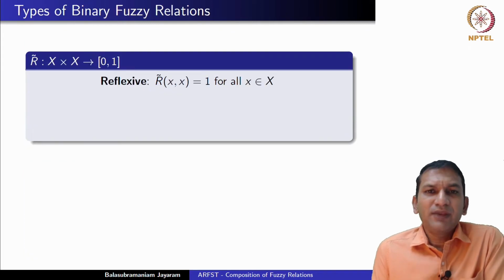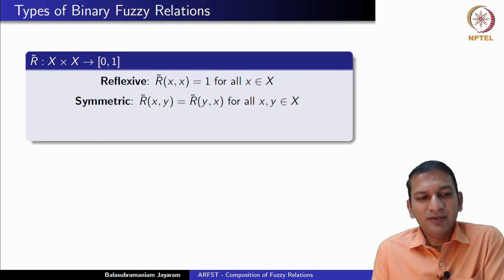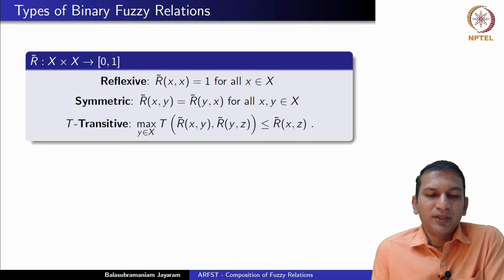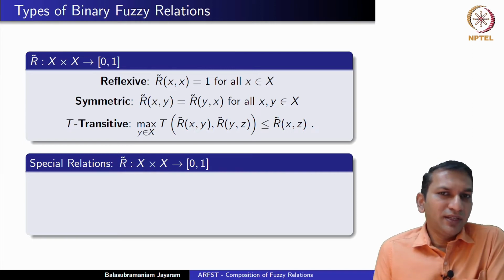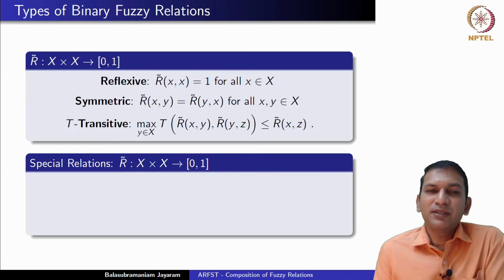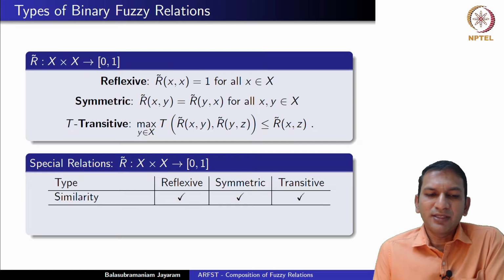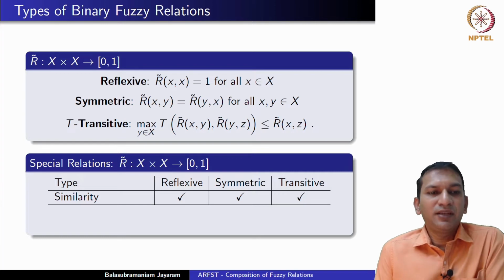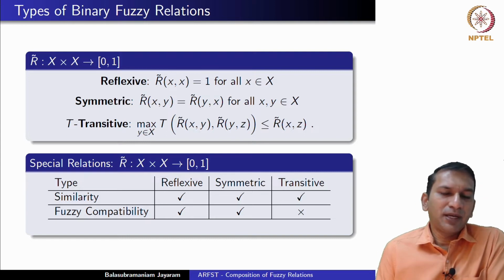What is interesting is the way we have defined reflexivity and transitivity. Reflexivity is defined as R(x, x) is 1 for all x. Symmetry is clear. For transitivity, we always talk about T-transitivity, where T is a T-norm. We have seen at least two special fuzzy relations. If a fuzzy relation is reflexive, symmetric and transitive, we call it a similarity relation or a fuzzy equivalence relation. These are two terms that you will see in the literature. And if it is only reflexive and symmetric and not transitive, we call it a fuzzy compatibility relation.